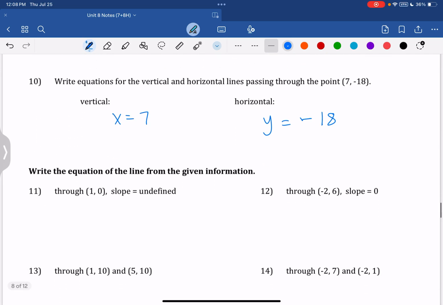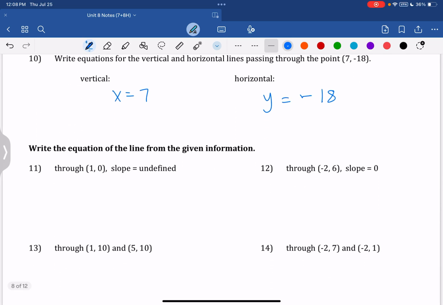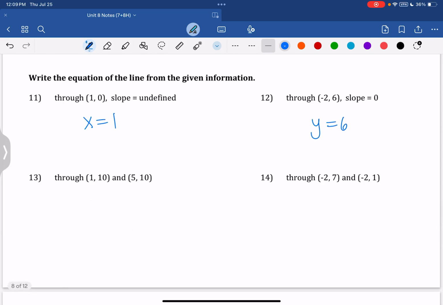Okay, so this time, a little bit different. We're given an undefined slope. When the slope is undefined, that means it is a vertical line. Remember, vertical lines are controlled by the x. So this is just the x-coordinate. So this would be x = 1. Slope is 0. That's your y. y = 6.